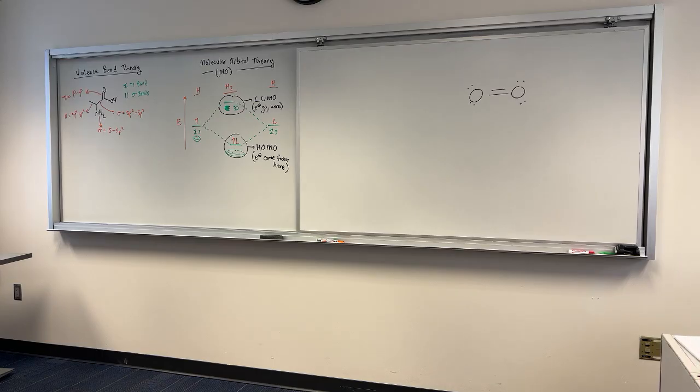MO theory also says that there are these electrons here that are not paired. Lewis dot structure does not say that. The Lewis dot structure suggests that every electron has a pair. And MO theory says these electrons are unpaired. And what is an unpaired electron?